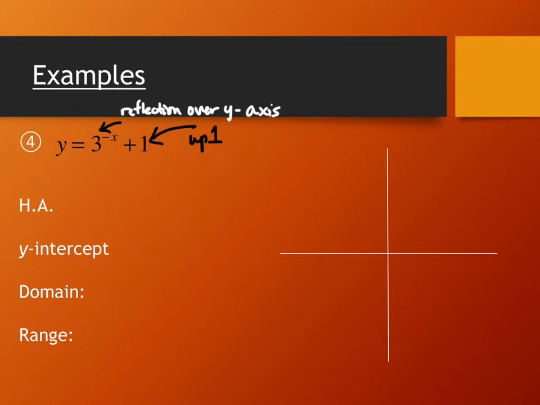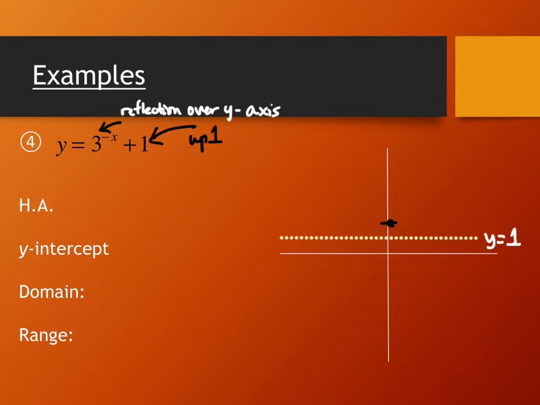So let's take this graph that we've done and we're going to shift everything up 1. So previously our horizontal asymptote had been at the value 0, right? y equals 0. Now our horizontal asymptote is at y equals 1. Previously our y-intercept had been at 1, and so now it will be at 2.